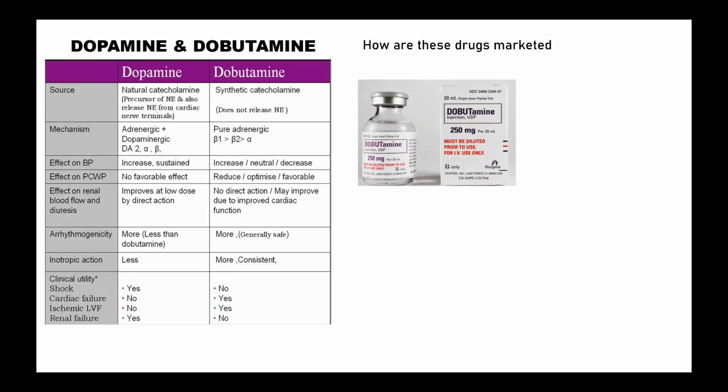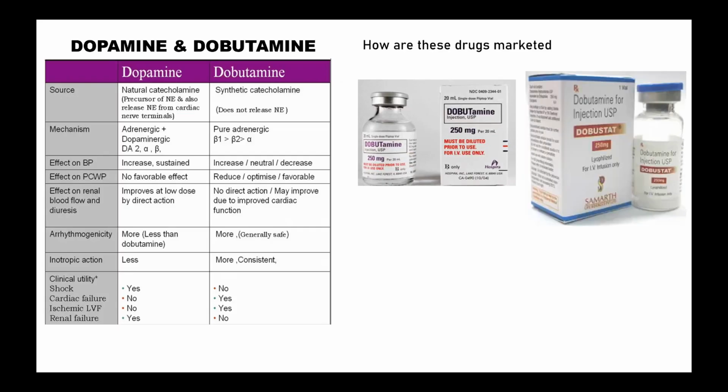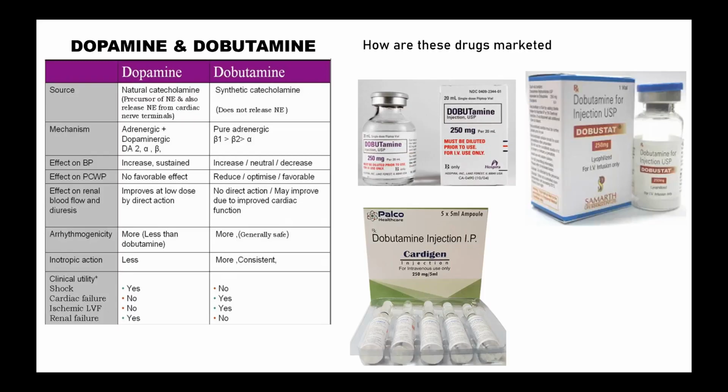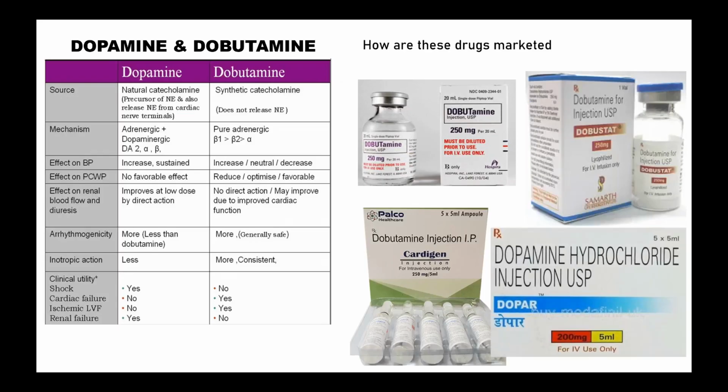250 milligram, 20 ml. And the Dobutrex is also available like this. The dobutamine injection is available as 50 milligram in 5 ml ampule. And dopamine is available as 200 milligram in 5 ml.